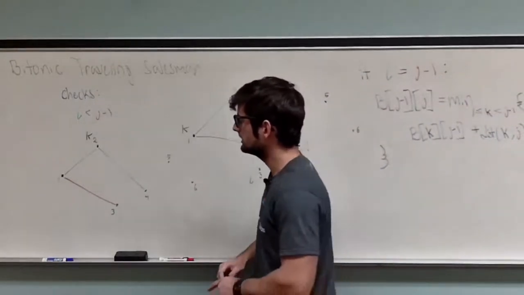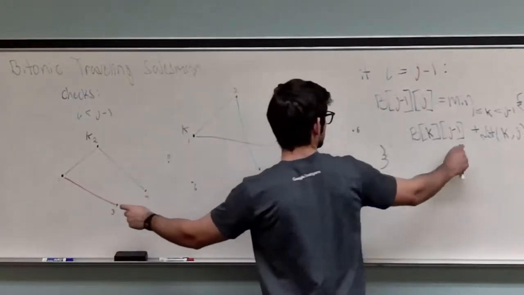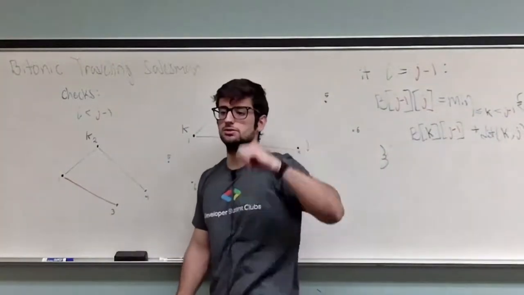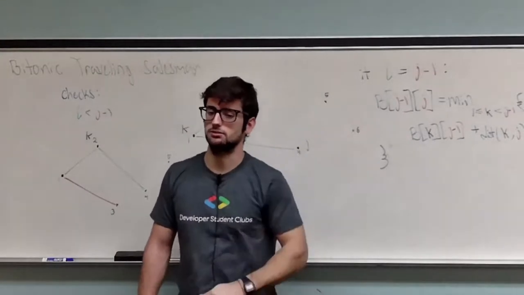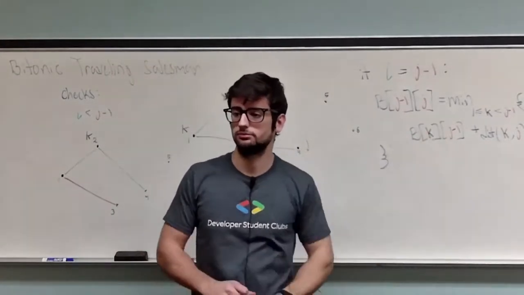And what we're doing here is we're adding from 1 to j minus 1. Let's add a node to one of the paths. The other path is going to have everything else. And then let's add the distance. Let's see if it's better than what we currently have.